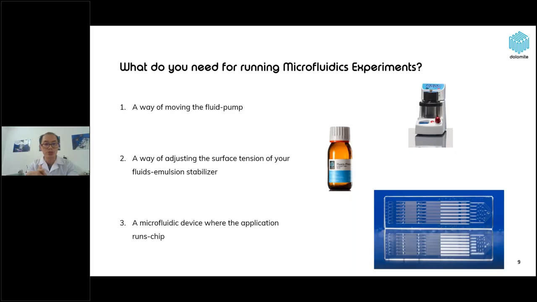So what do you need for running a microfluidic experiment? Basically, there are three most important components that you have to have for running an experiment. You will need a pump, you will need a surfactant to stabilize the droplet formation, and you will need a microfluidic chip that the application will run on.